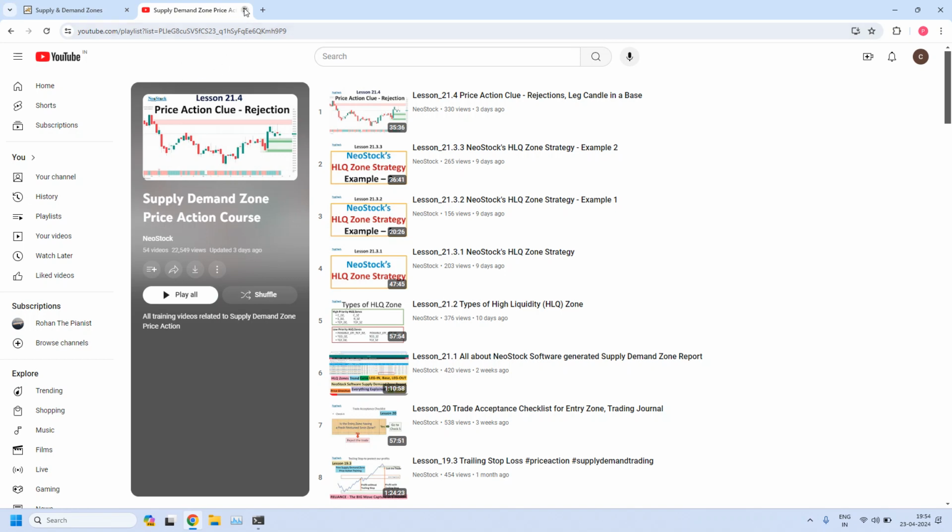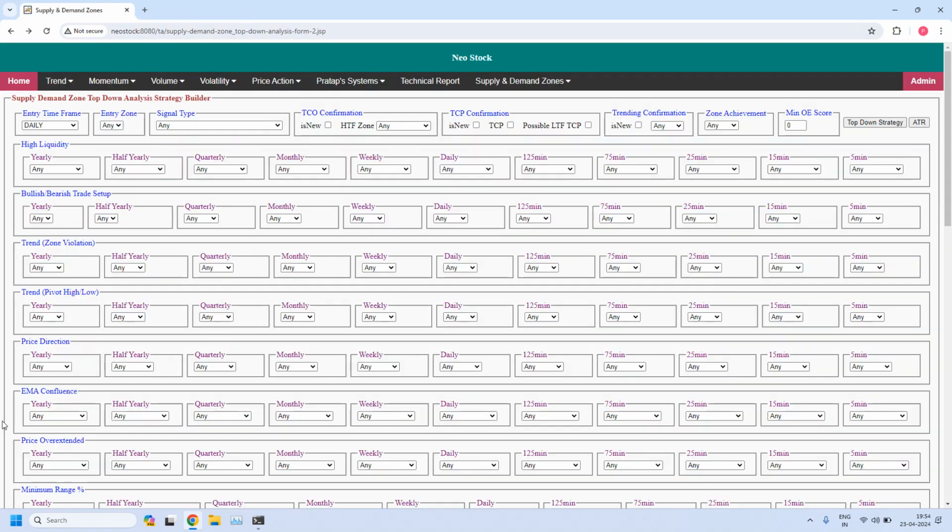Now let's get into the report generation. The first report is a bullish trade setup for monthly income trade. Monthly income trade entry time frame is daily. For bullish trade setup, your entry zone should be demand zone. And in the bullish bearish trade setup parameter, for monthly income trade, that is entry time frame daily, you have to select the value bullish. And three filters we are going to set.